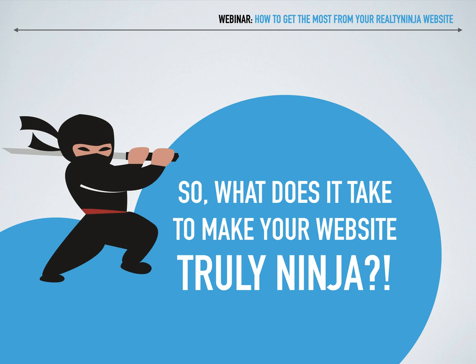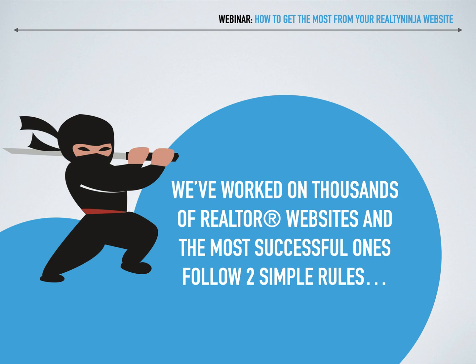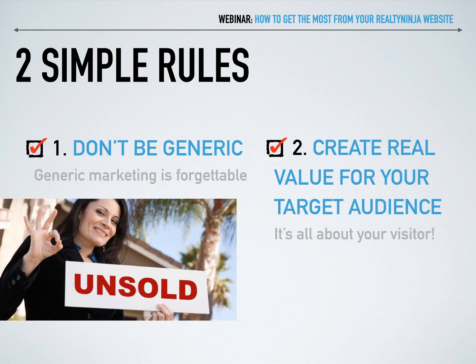So we've been building real estate websites for years. You know, RealtyNinja is a decade old or more. And, you know, before that, we were doing custom websites for agents in Canada. And so we've been around for years. And, you know, we know what it takes to make your website kind of truly ninja. And the most successful real estate websites follow these two simple rules. Rule number 1, don't be generic. Generic marketing is forgettable. And don't be generic means pick a target audience, right? Essentially, know who you're talking to and speak to those people directly. And rule number 2 is create value, real value for your target audience.